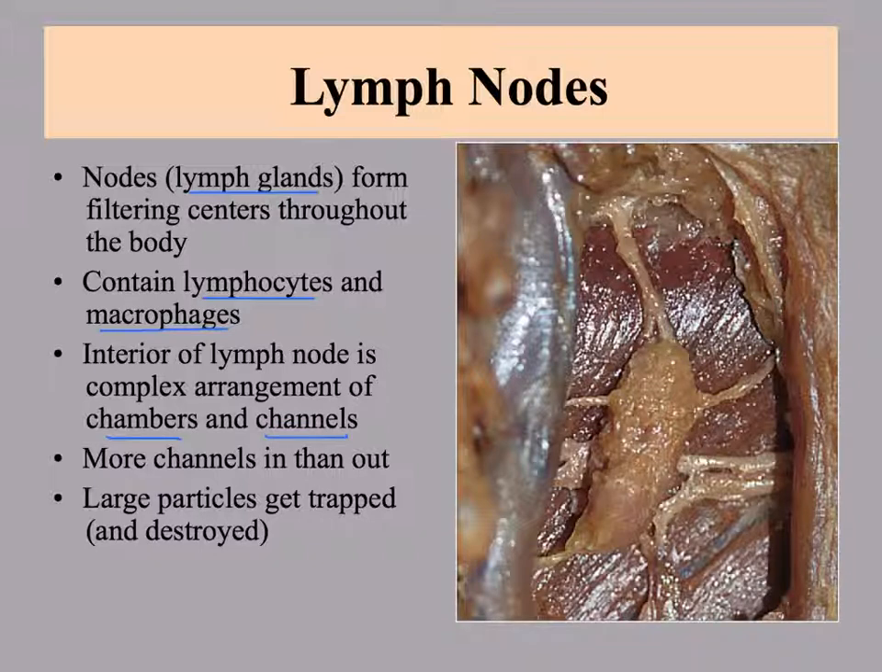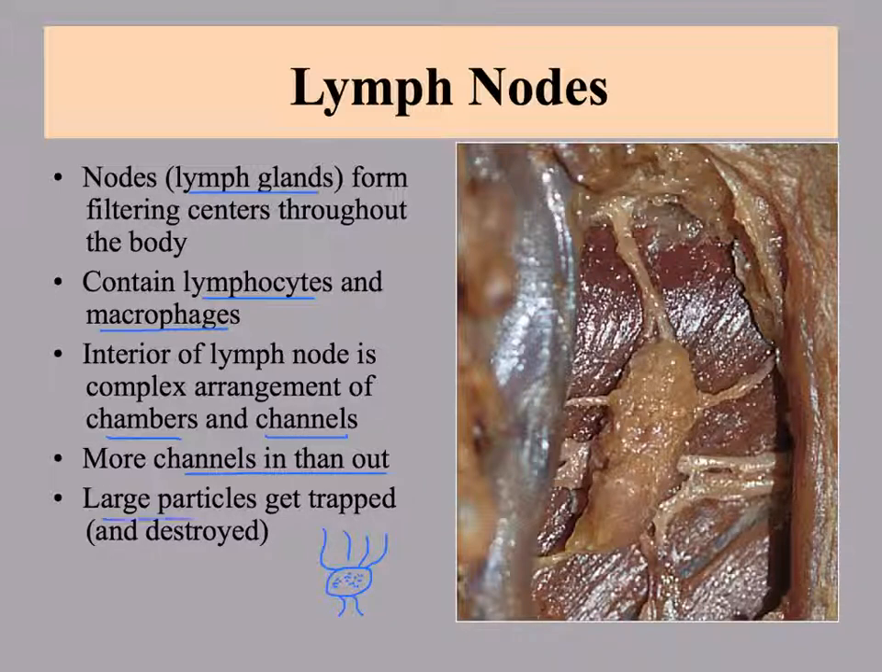And there are more channels coming in than going out. So that creates a bottleneck, so that you've got all of these things flowing into the lymph node, and then there's not so many going out. And so the particles get stuck in the middle because they just can't flow through as easily as the lymph itself, the heavy, basically water-containing substance that moves on through, but the stuff that's in it gets stuck.